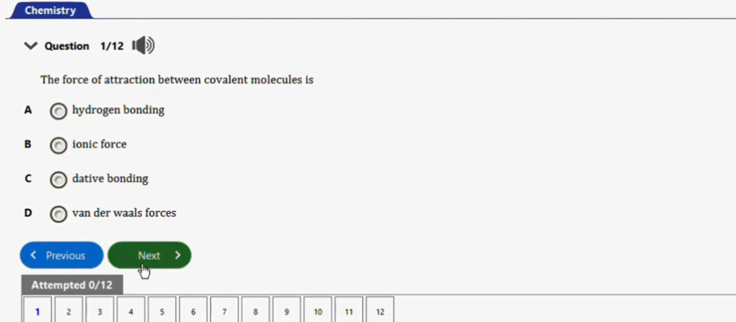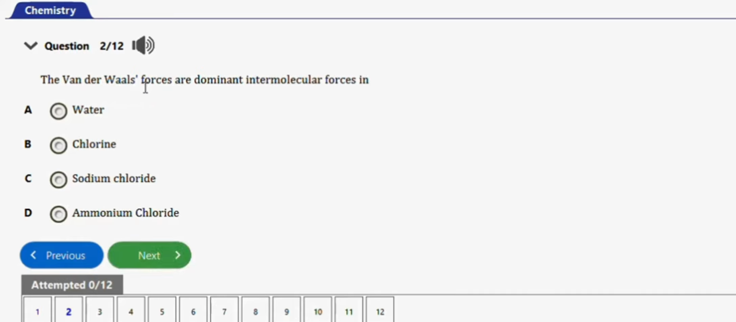The next repeated question will be this one. It says the van der Waals forces are dominant intermolecular forces in, we have water, chlorine, sodium chloride, ammonium chloride. The right answer is option B, which is chlorine. Okay, the next repeated question will be this one.